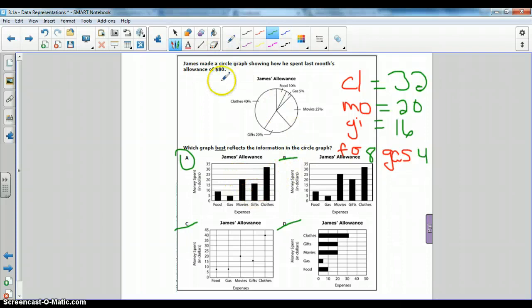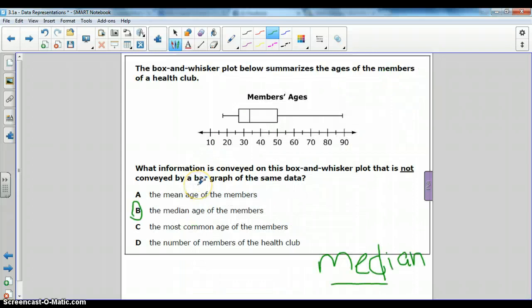Okay, when they give you the amount of money and the percentages, they're probably going to want you to break it down, and that'll help you with this. So just make sure you're also paying attention to the details. What do the axes mean? This is the expenses and this is the money in dollars. Remember median for box and whisker plot. This is box and whisker.